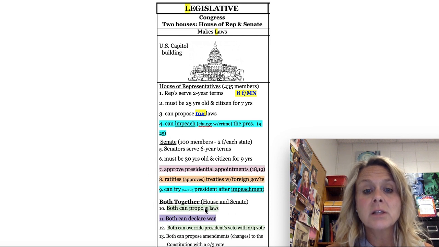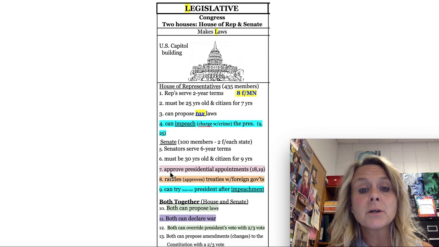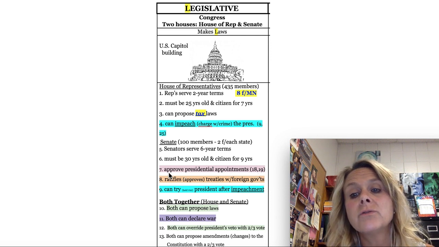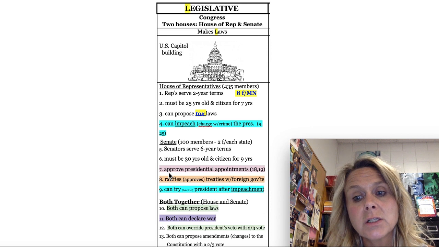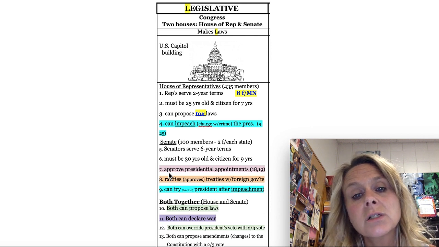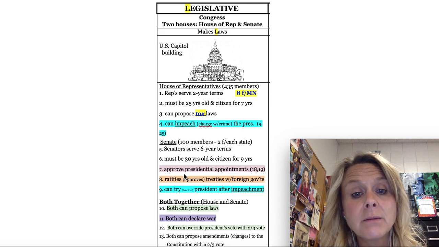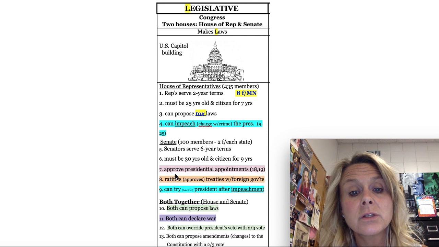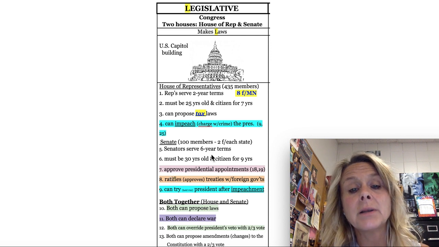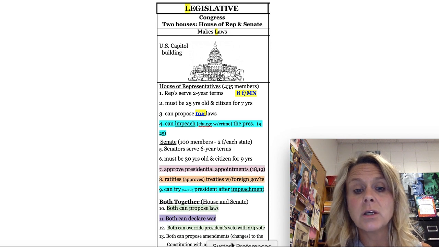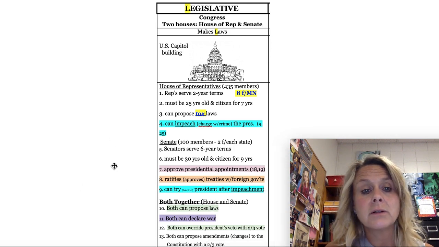So these are the things that are just specifically with the Senate. These are the things that both of them can do. Number 7 is something that just happened with the approval of the new Justice to the Supreme Court, Judge Kavanaugh. President Trump had nominated him, but it had to be approved. So this is approved by the Senate. That happened on Saturday. They voted, they approved it. So now he is actually a judge. So that's part of the checks and balances as well.